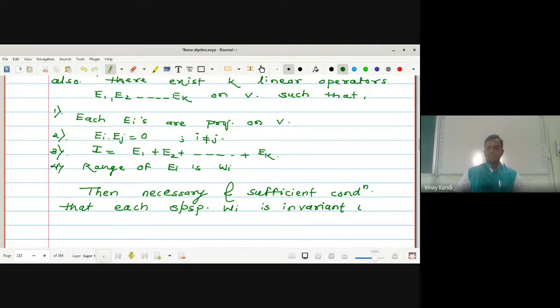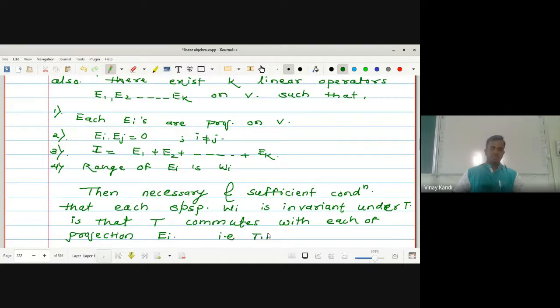Is Wi invariant under T? That is, T commutes with each of the projections Ei. Okay, that is, we have to prove that T into Ei is equal to Ei into T.